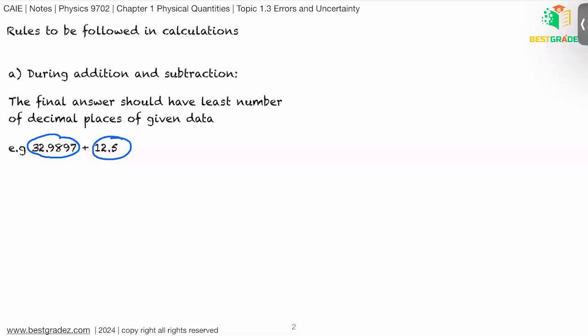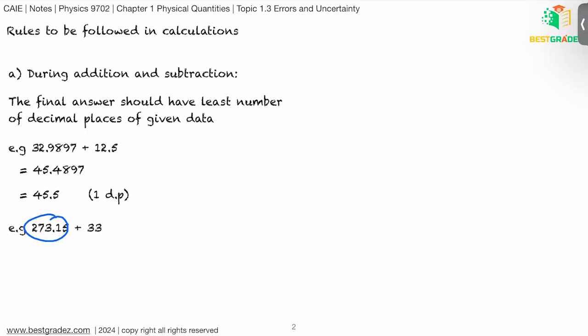The right one has 1 decimal place, which means if I add these two from the calculator, I'll get this value. But I will round this off such that I have the least decimal places. So 4 decimal places and 1 decimal place. My answer should be 1 decimal place. So we have 2 decimal places.